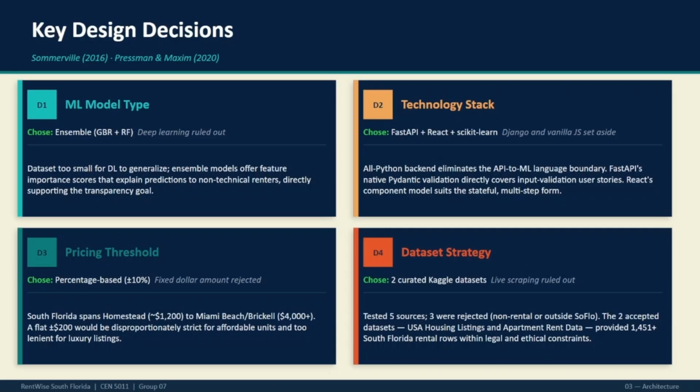Finally, we have the dataset strategy decision. Initially, we evaluated 5 dataset sources that contained different listings. In the end, we rejected 3 of them due to not having sufficient rental content or having listings outside of South Florida. The 2 accepted Kaggle datasets were the USA housing listings and the apartment data datasets. These provided individually over 1,400 South Florida rental rows after some filtering and alterations.